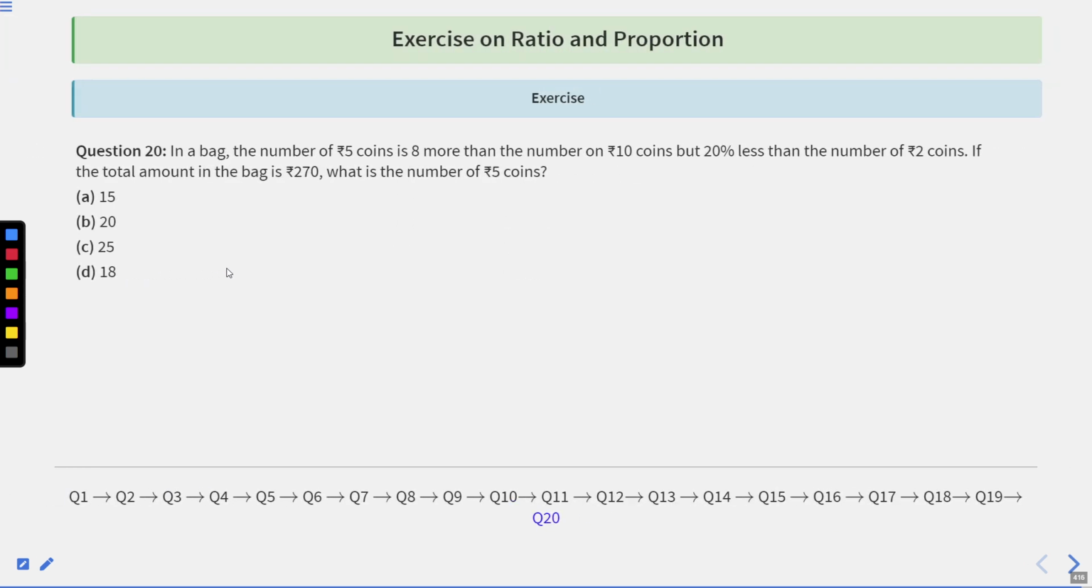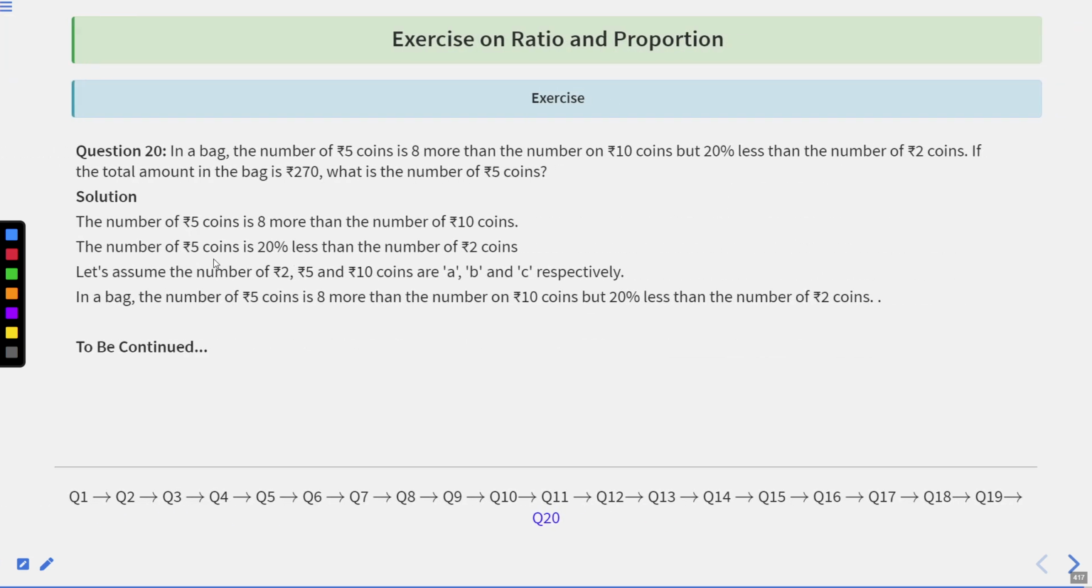Now, question number 20. In a bag, the number of 5 rupee coins is 8 more than the number of 10 rupee coins, but 20% less than the number of 2 rupee coins. If the total amount in the bag is 270, what is the number of 5 rupee coins? So let us assume the number of 2 rupee coins be A, the number of 5 rupee coins be B, and the number of 10 rupee coins be C.